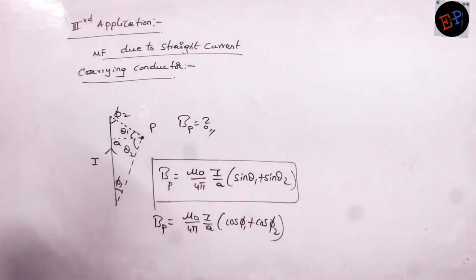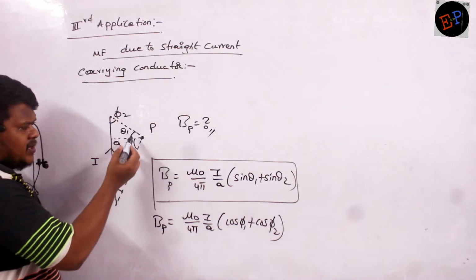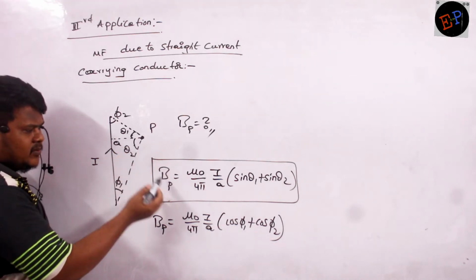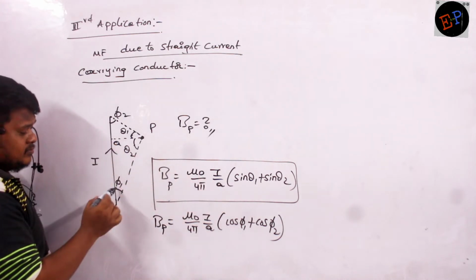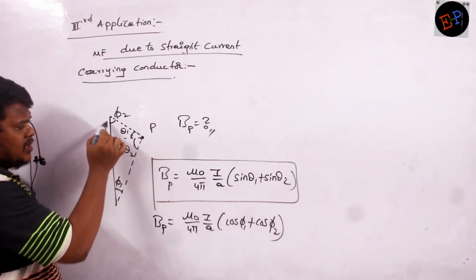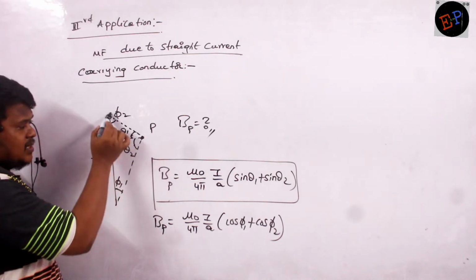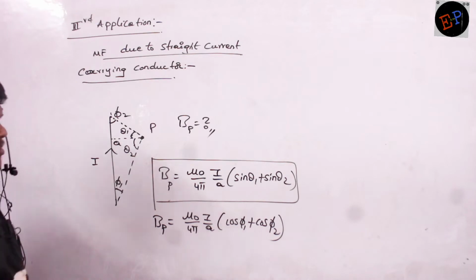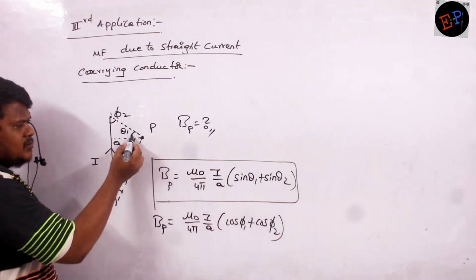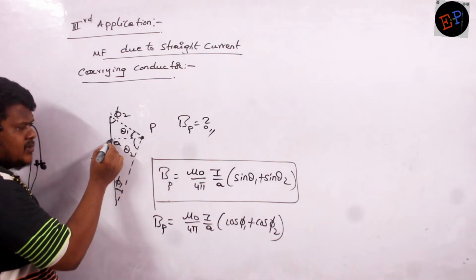Okay, be careful about these two equations. If you are taking angles here, then I have to write equations in terms of sine. If I take angles where the angle is between the conductor and the end line, then the equation converts in terms of cos. This is understandable, no? If this is pi, this is 90 minus pi.